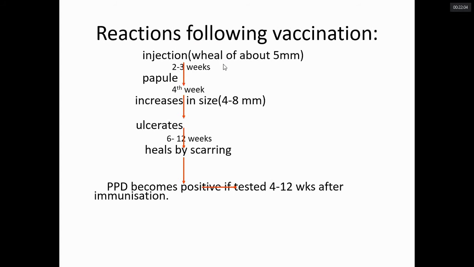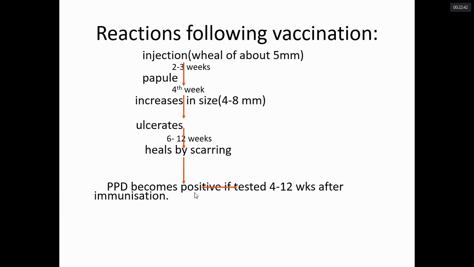After injection, there is a wheal of about 5 millimeter. This is a reaction following vaccination. By 2 to 3 weeks it develops to a papule, and by the 4th week it increases in size to 4 to 8 millimeter, also raised by 6 to 12 weeks, and yields scarring. So if a baby after BCG vaccination comes with a papule or ulceration, you don't have to worry, it will improve by itself. This is the normal reaction following vaccination.